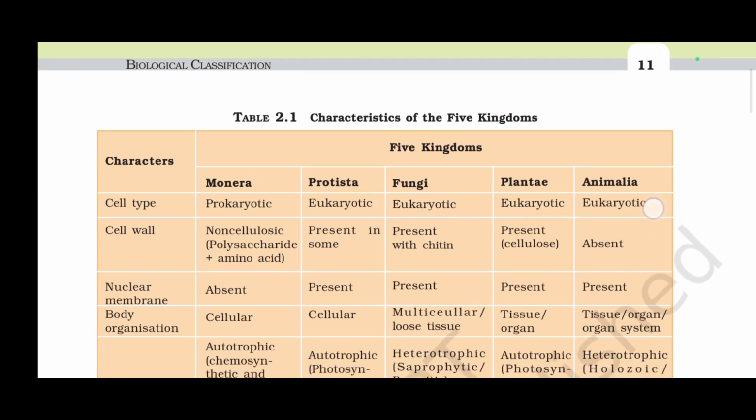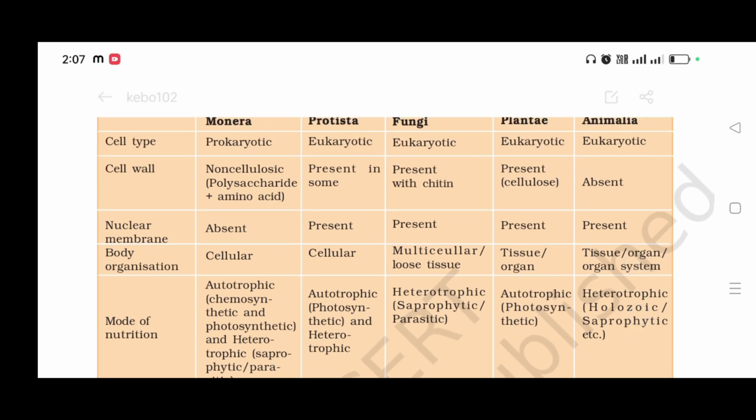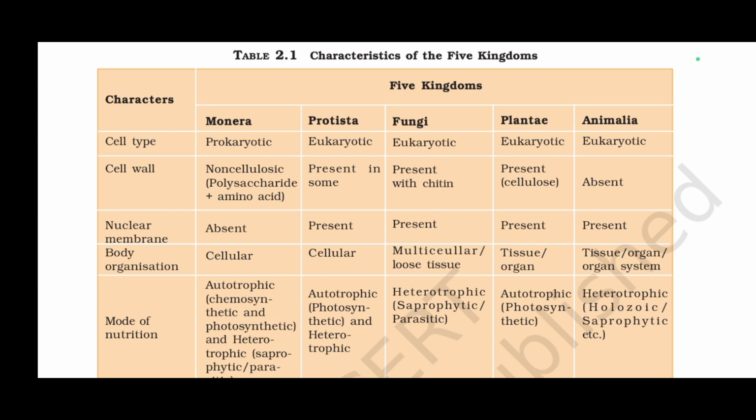Now, characteristics of five kingdoms. We have the five kingdoms and their characters. Cell type in Monera is prokaryotic, while in Protista, fungi, Plantae, and Animalia it is eukaryotic. Cell wall in Monera is non-cellulosic, which is polysaccharide plus amino acid. In Protista, it is present in some; in fungi, present with chitin; Plantae, cellulosic; but in Animalia the cell wall is absent. Likewise, nuclear membrane is absent in monerans but present in all other kingdoms, as in Protista, fungi, Plantae and Animalia.